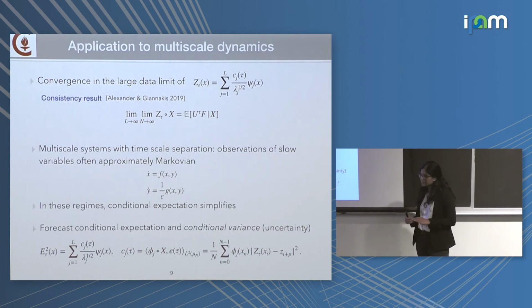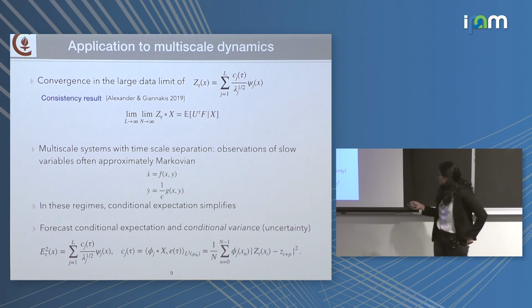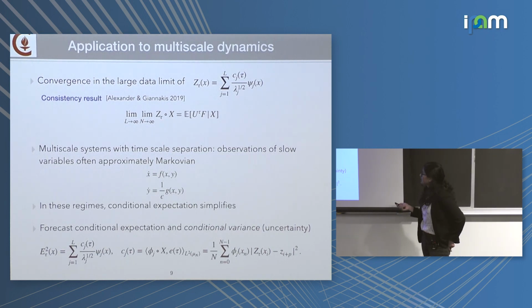And in these regimes, depending on whether you have homogenization or averaging in the multiscale system you're looking at, the conditional expectation simplifies, and we have a notion of what we are supposed to see in the forecast. And I have two examples, one of each.